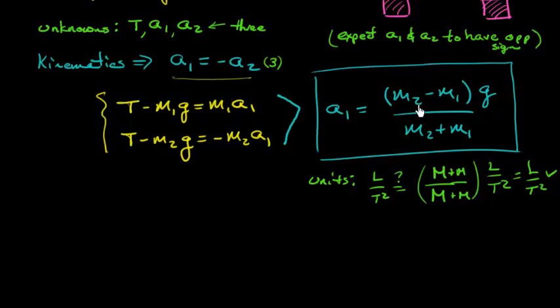So this is what I meant earlier, that the direction of a1 will pop out of the mathematics. So here's the relationship that tells us which way we accelerate. If m2 is bigger than m1, we accelerate up, and vice versa. So that's really nice how that's embedded in there. And there's my answer.